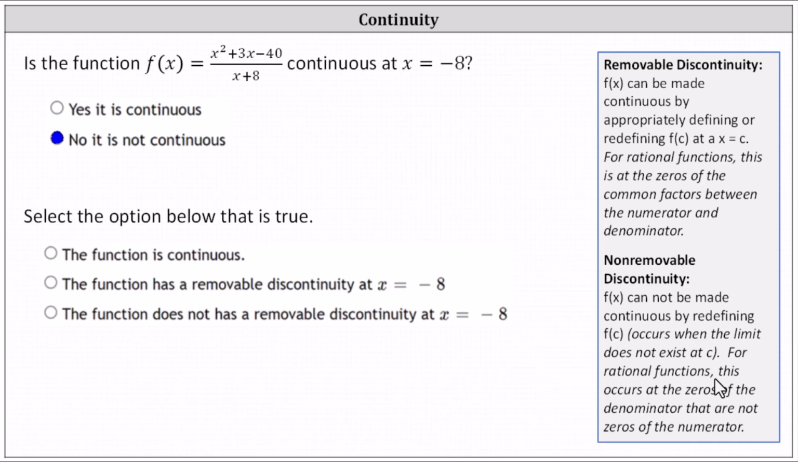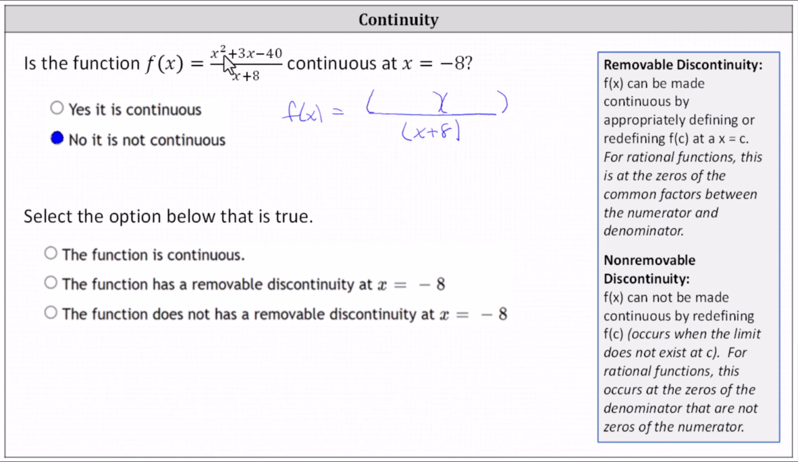So now let's determine whether we have removable or non-removable discontinuity at x equals negative 8. To do this, we will go ahead and factor the numerator and denominator. In this case, the denominator does not factor. So we'll go ahead and try to factor the numerator. If it does factor, it'll factor into two binomial factors.